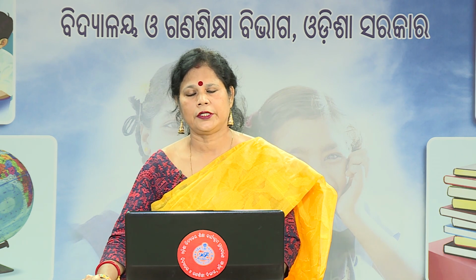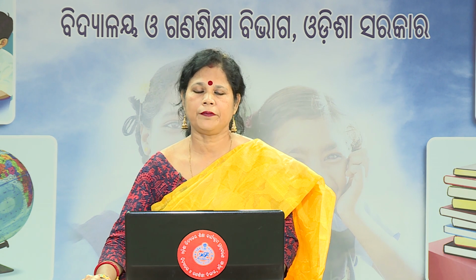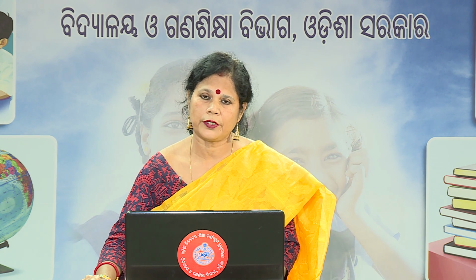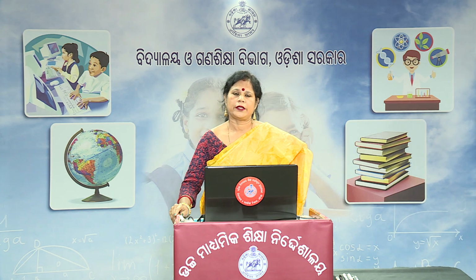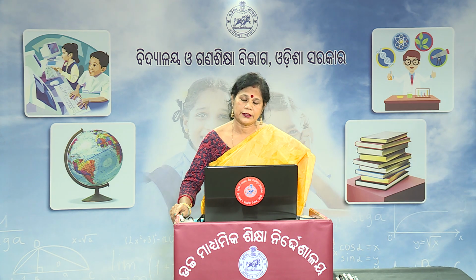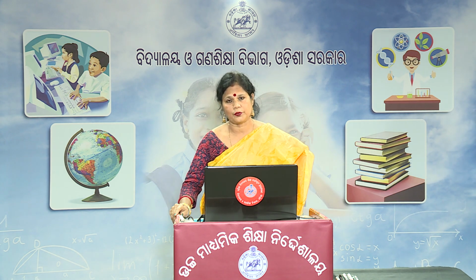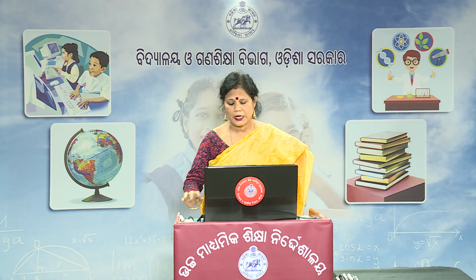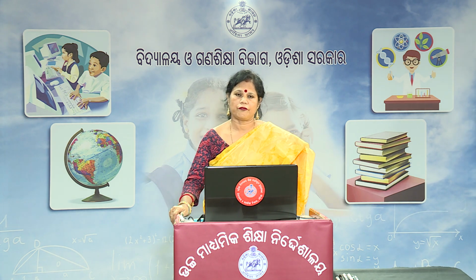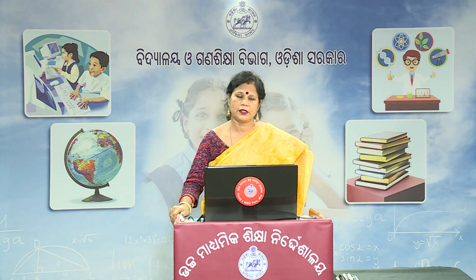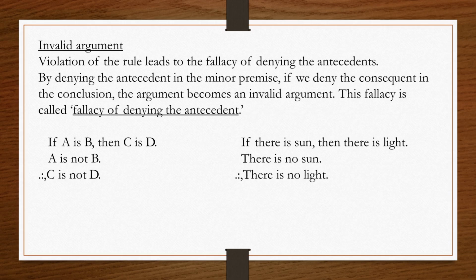Opposite कौन करिवो? एठी तुमे कहउचो valid form रे by denying the consequent we deny the antecedent. But if we say by denying the antecedent we deny the consequent, then we will commit a fallacy, and this fallacy is known as fallacy of denying the antecedent.